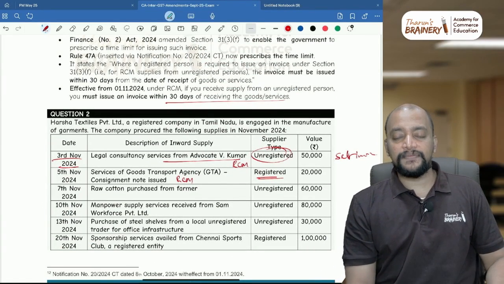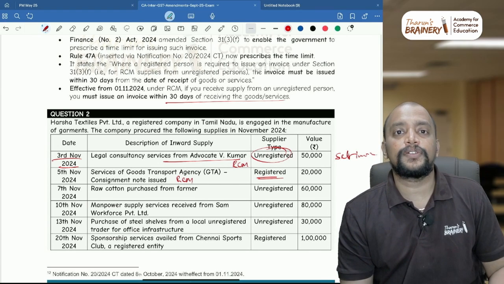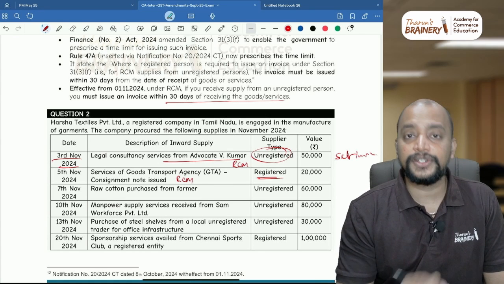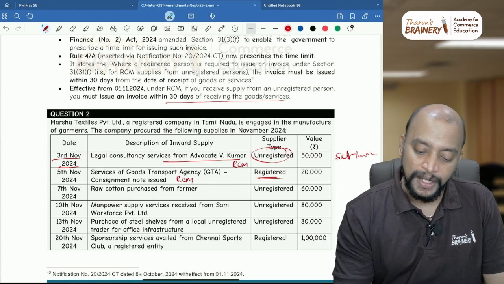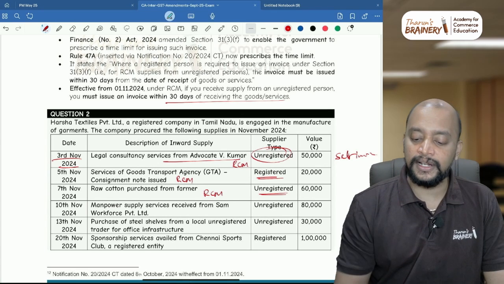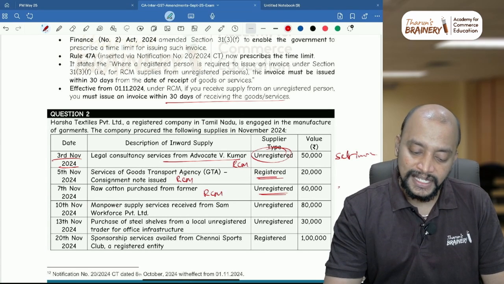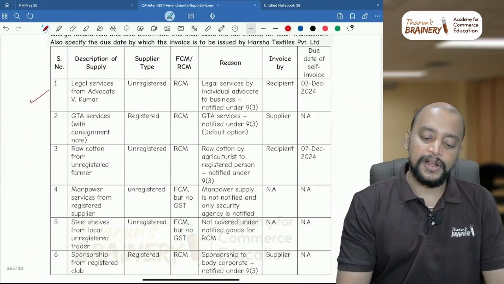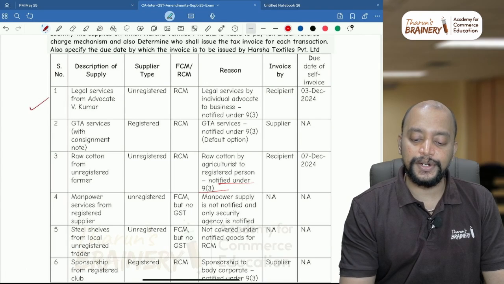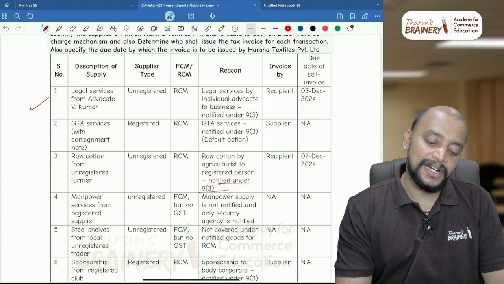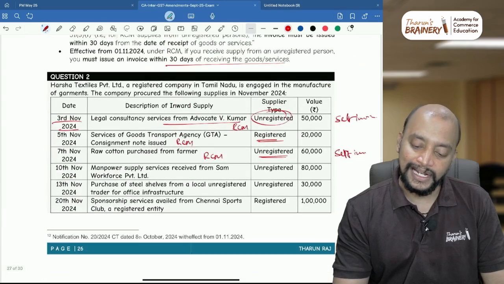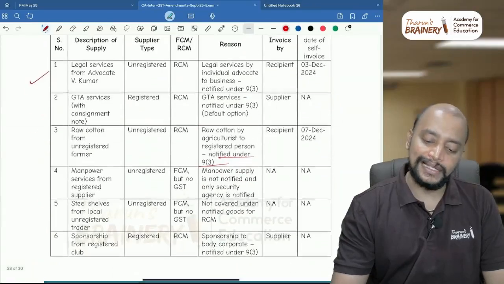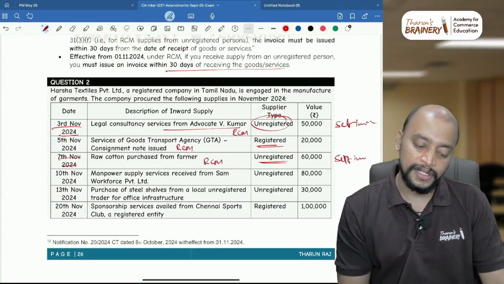Raw cotton purchased from a farmer. Yes, raw cotton is in the list of notified goods on which GST is payable under RCM. As the supplier is unregistered, it will be covered under RCM. So is self invoice applicable? Yes, self invoice is applicable. Raw cotton supplied by an agriculturist to a registered person is notified under 9(3), so it will be covered under RCM. Self invoice is to be given within 30 days. The date is 7th November 2024, so plus 30 days, 7th December 2024.